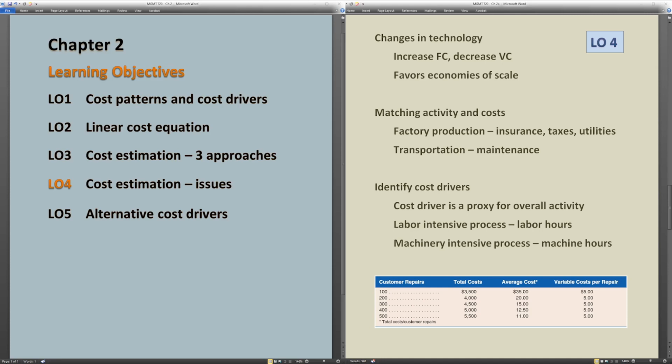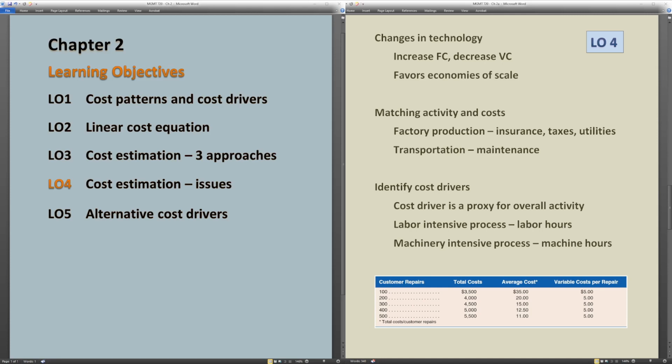Another issue with cost estimation is matching activity and costs. For accountants, this is not a big deal, but for managers, this is something that we don't realize. Just remember, when we're measuring X and trying to figure out total costs, sometimes those total costs trickle in. Sometimes the costs aren't known right away. For example, in factory production, insurance and taxes may come at the end of the year. Utilities may be coming at the end of the month, so it's sometimes a little more difficult than at first glance to figure out what the actual total cost is, because some of these costs come in at different time periods. For example, another one for transportation, your maintenance.